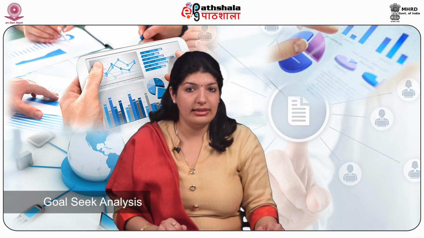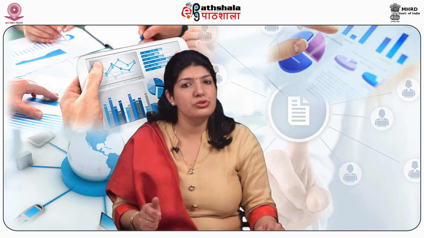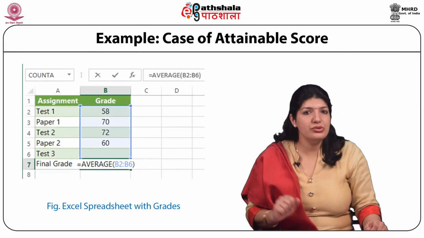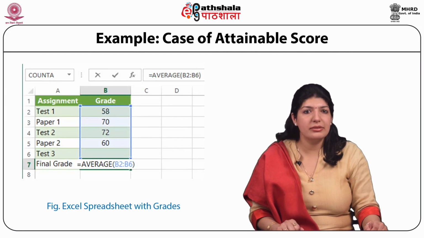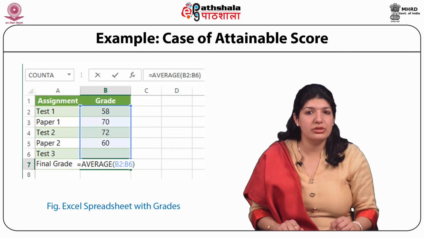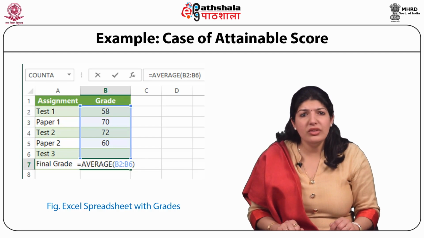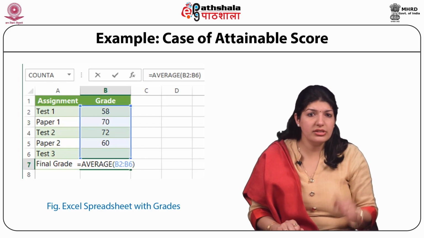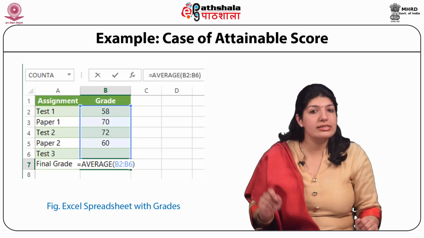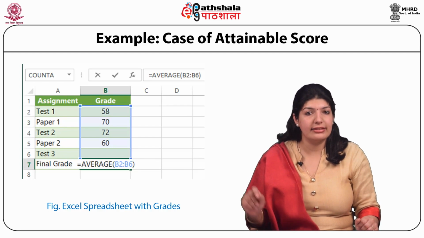Goal-seek analysis can yield what grade you need on the final assessment to pass the class. As you see in the image below, the grades on the first four assignments are 58, 70, 72, and 60. Now, even though we don't know what the fifth grade will be, we can still write a formula or a function that calculates the final grade.